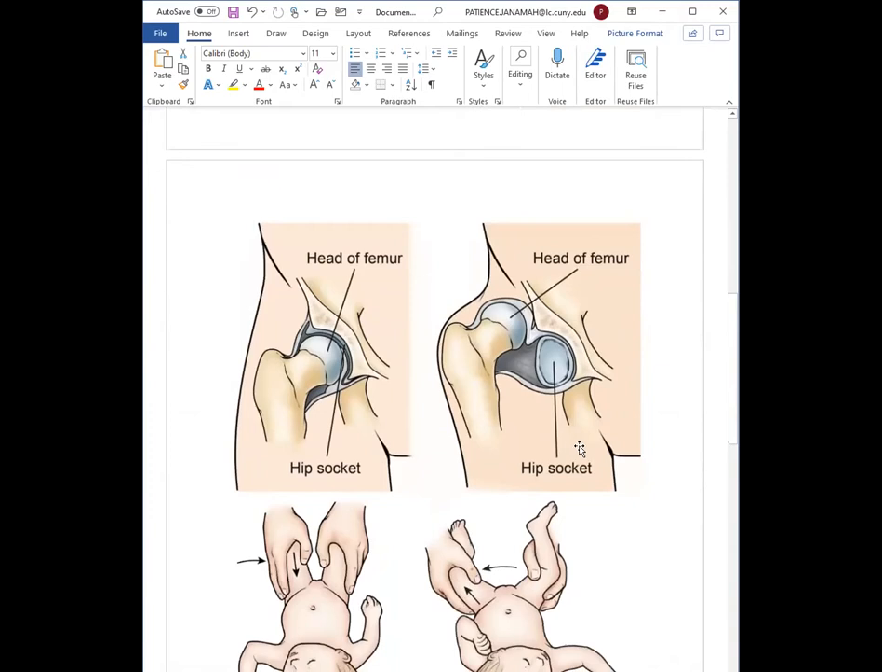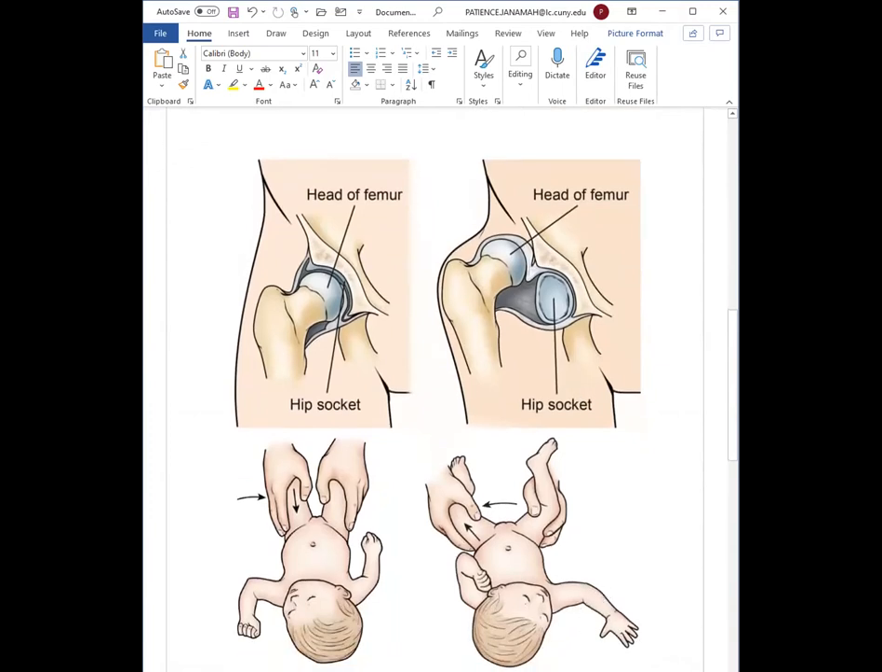Now, this is what happens in hip dysplasia. When the doctor wants to do the assessment, they fold the knees together and they try to put them out, they abduct and adduct to see if they will hear a click. This is the head of the femur and it's out of the hip socket, out of the acetabulum. If it's out of the socket and you are doing this, the bones are rubbing against each other, so you're going to hear a click.